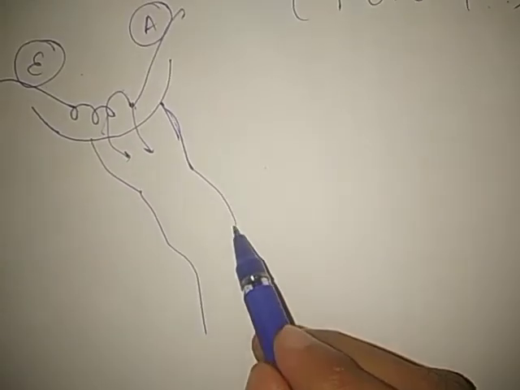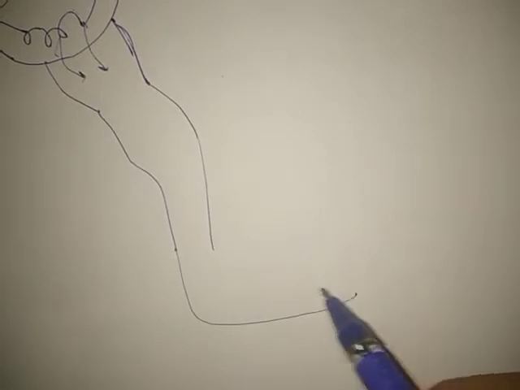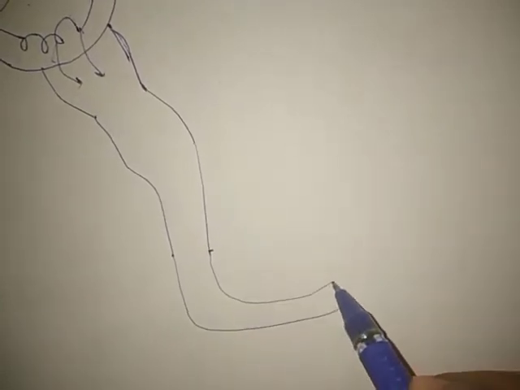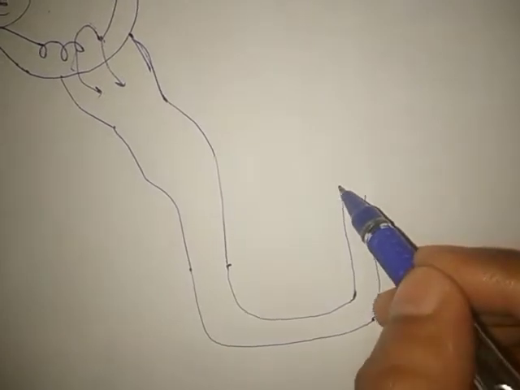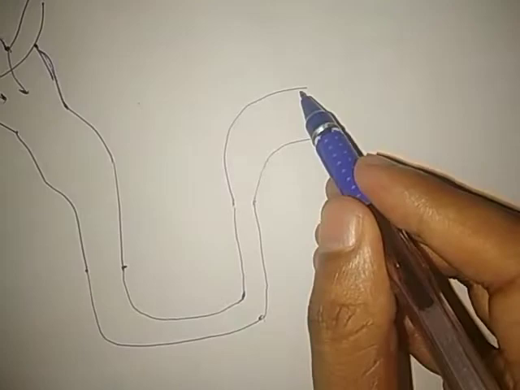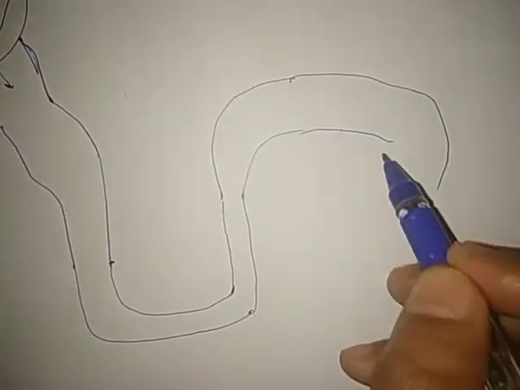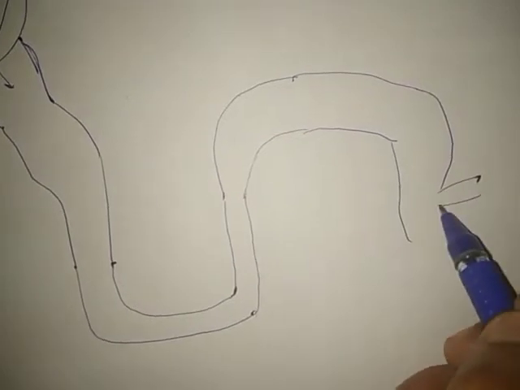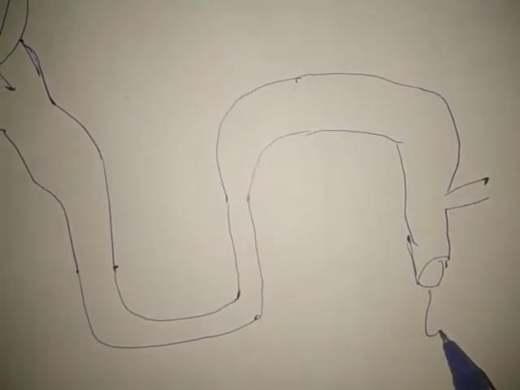This is the descending limb of the loop of Henle. This is the hairpin turn. This is the ascending limb of the loop of Henle. This is the distal tubule, and this is the early distal tubule. This is the late distal tubule, and then we have the collecting duct, and then we have the urine output.